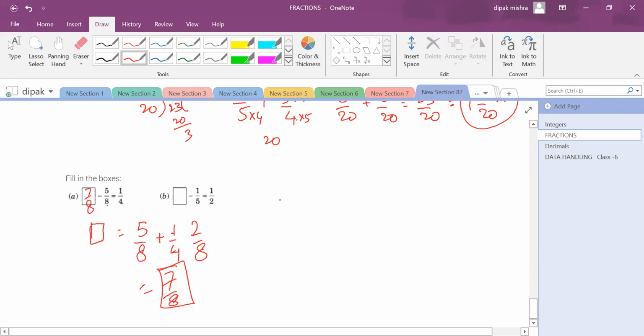Now this one, again the same thing. What minus 1 over 5 is 1 over 2. So that box is equal to 1 over 5 plus 1 over 2. So you make the denominator 10. So it will be 2 over 10 plus 5 over 10. So 2 plus 5 is 7 over 10. Right? So the answer for this question is 7 over 10.